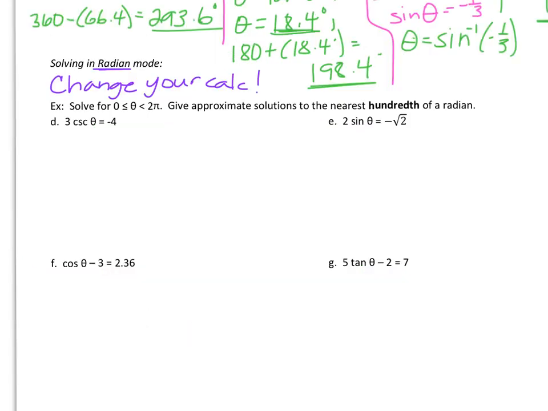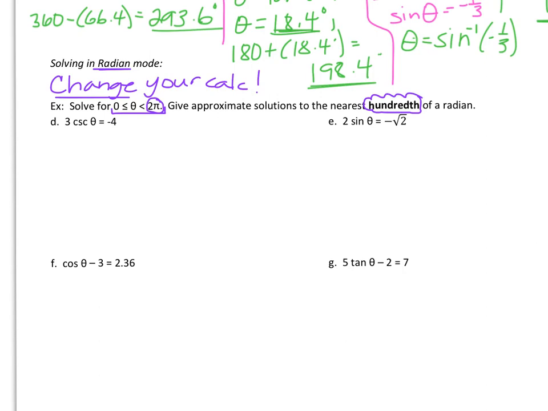When asked to solve in radian mode, make sure to change your calculator to radian mode before you begin. You'll know in the directions that it needs to be in radian mode if it gives you the restrictions for your answer between 0 and 2 pi. So that's the indicator that you have to be in radian mode. Another thing to note about radians, now your answers will always be rounded to the nearest hundredth. And your answers are going to be tiny, like you'll have 2.14 or 5.76. Remember, between 0 and 2 pi, your answers need to be between 0 and 6.28. All right, for question D, 3 cosecant theta equals -4.